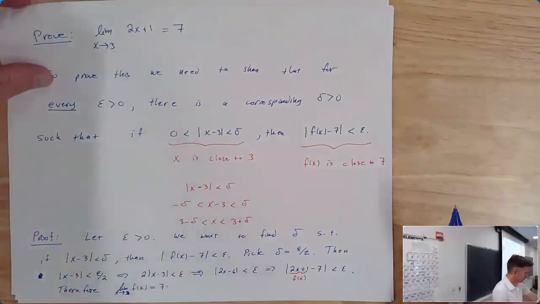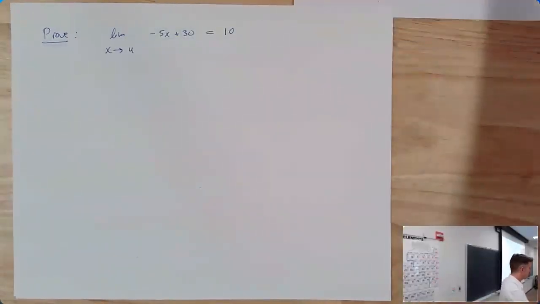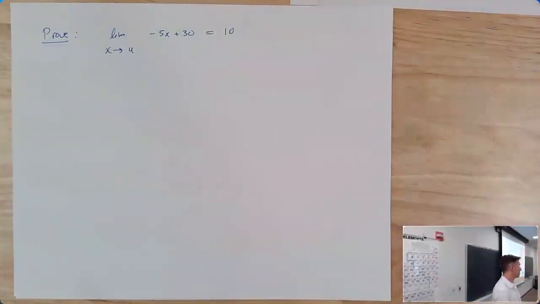For the problem we were just doing, what would they say if they wanted us to use it? They would say prove. They should say prove this limit or use the proof. The other words they might use is use the precise definition of a limit to show that this limit is the value.